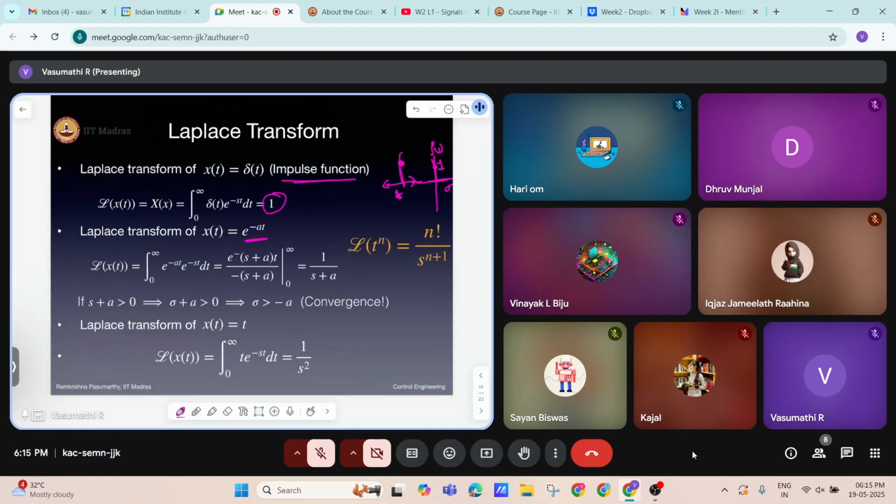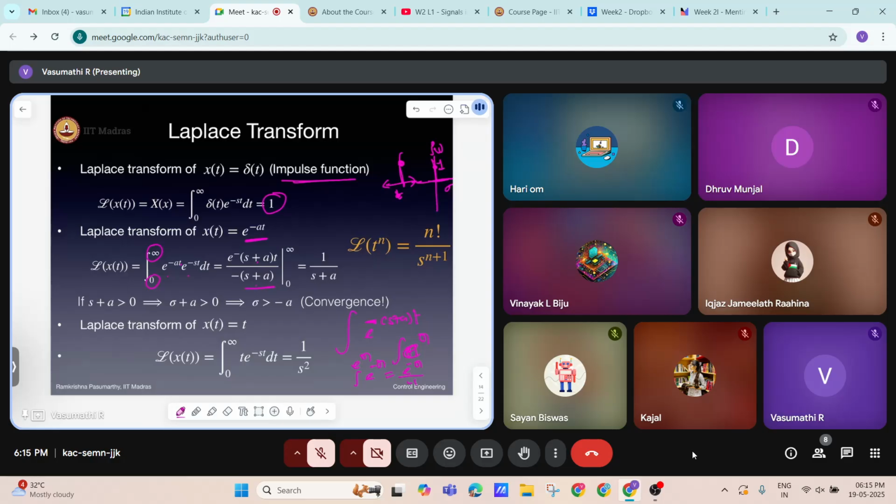Since it is an exponential signal, you can write it as e power minus (s plus a)t, right? When you integrate an e power x signal, it will be e power x. When you integrate an e power minus x signal, it will be e power minus x by minus 1. That's how it was written, e power minus x by minus 1 at the limit. The limit can change with respect to the system.